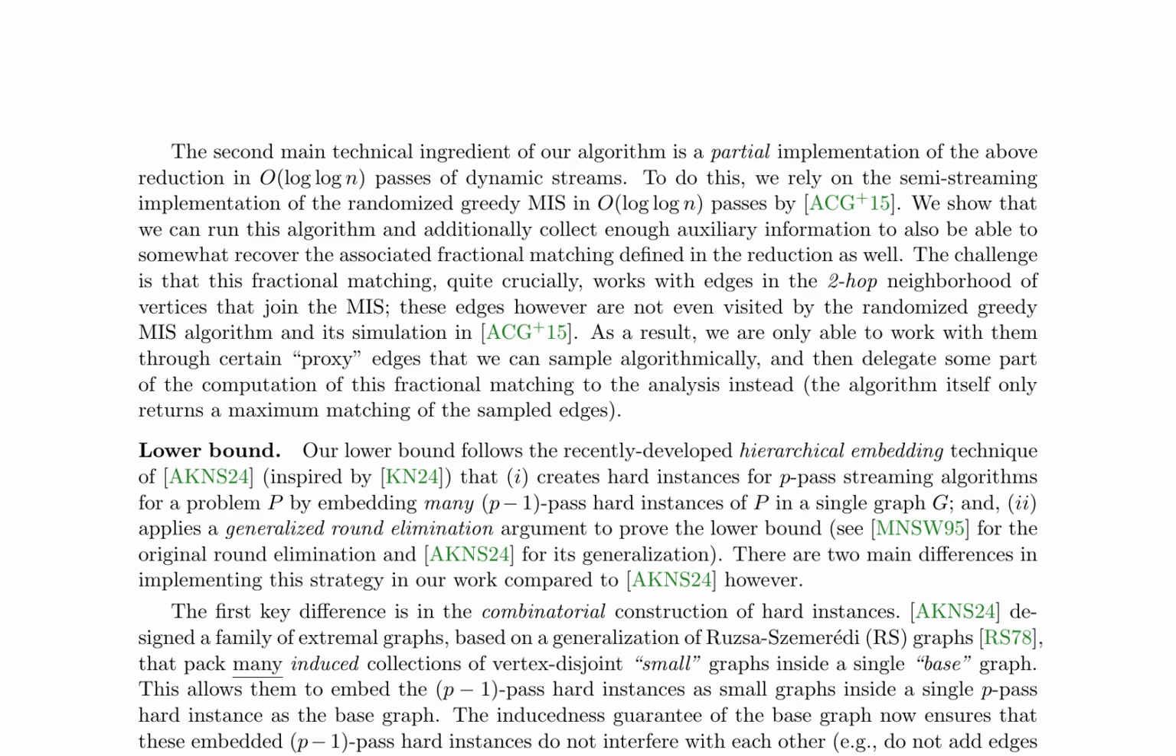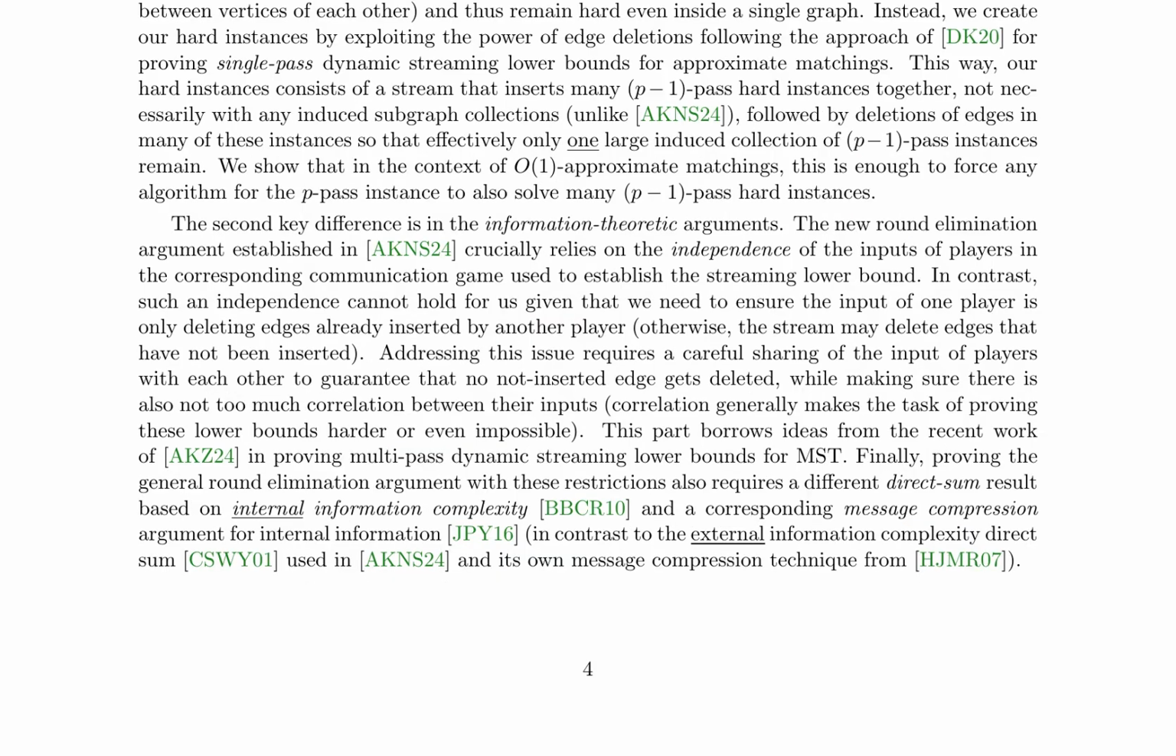The challenge lies in the fact that this fractional matching, crucial for the reduction, works with edges in the two-hop neighborhood of vertices that join the MIS, which are not visited by the randomized greedy MIS algorithm and its simulation in ACG plus 15. Consequently, the algorithm only interacts with them through certain proxy edges that can be sampled algorithmically, and then delegates some part of the computation of this fractional matching to the analysis. The lower bound follows the recently developed hierarchical embedding technique of AKNS24, which creates hard instances for P-pass streaming algorithms for a problem P by embedding many P-1 pass hard instances of P in a single graph G.